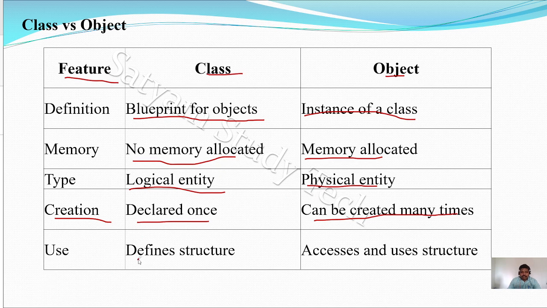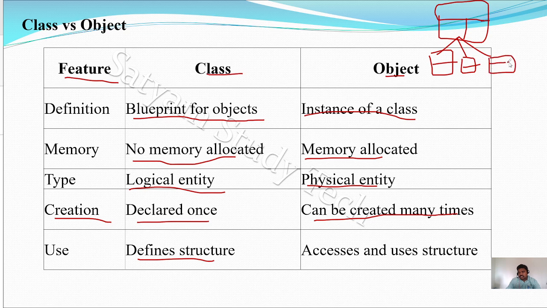The use of a class is to define the structure, to give the template. For example, if you want to construct a building, this is the template. In this template, for example, there are two bedrooms, and with the same template you can construct any number of buildings. This is the real-time analogy. You can construct one building, another building, and yet another building from the same template. Likewise, you can create any number of instances from that class. So you define the structure and then access and use the structure by using objects.